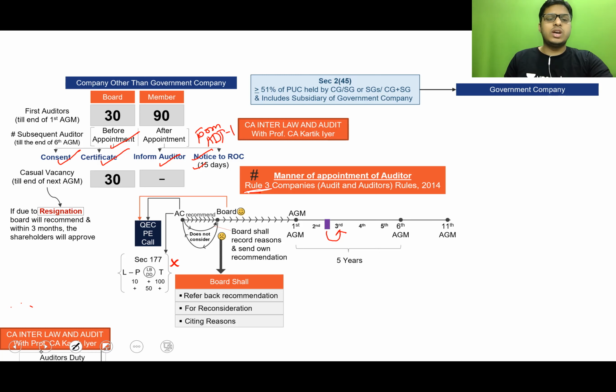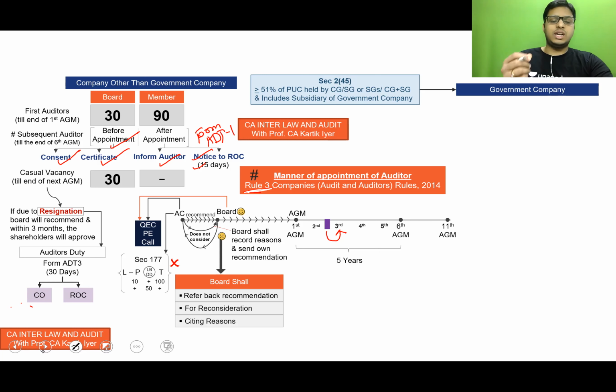So if the resignation is there, what is the duty of the auditor? Very simple. The auditor will have to fill a form called form ADT3. This ADT3 will have to be filled within 30 days, and it has to be delivered to the company as well as to the ROC. The auditor will have to fill the form ADT3 within 30 days and submit it to the company as well as to the ROC.